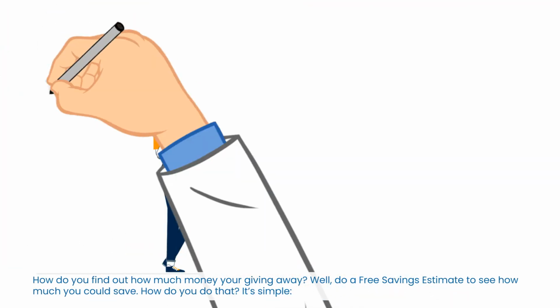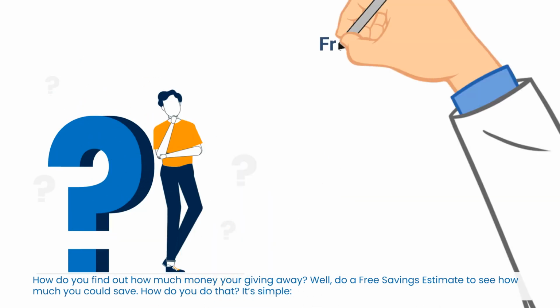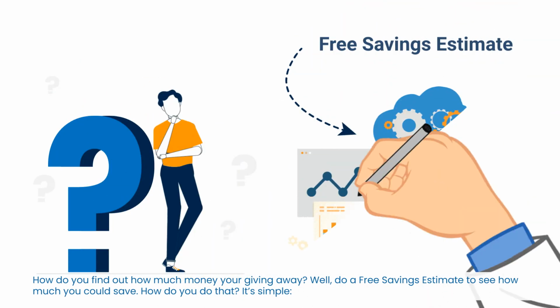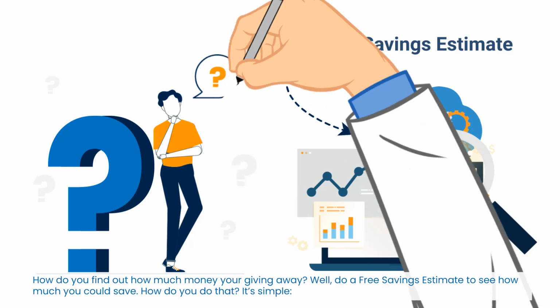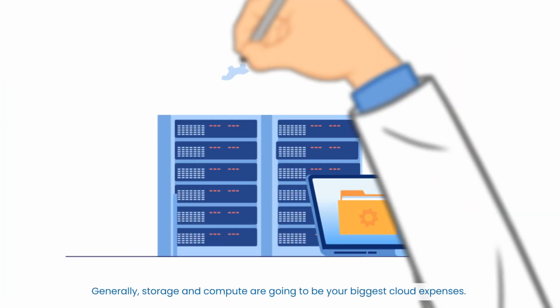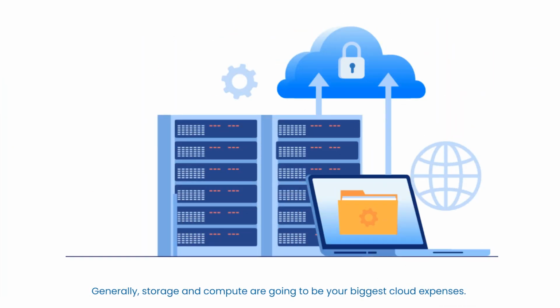How do you find out how much money you're giving away? Well, do a free savings estimate to see how much you could save. How do you do that? It's simple. Generally, storage and compute are going to be your biggest cloud expenses.